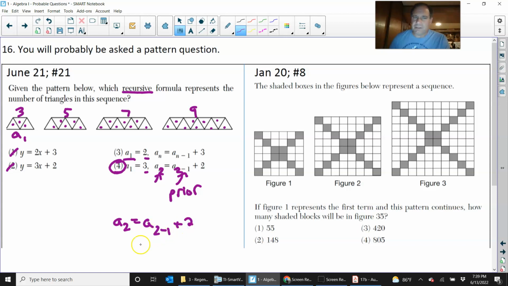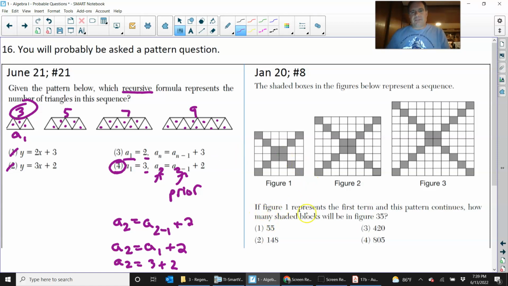A sub 2 minus 1 is 1. A sub 2 equals A sub 1. This is A sub 1 plus 2. A sub 1 is 3. So we write it A sub 2 equals 3 plus 2. A sub 2 equals 5. Right? And you just go along like that. All right? Remember, the n minus 1 is the prior term.